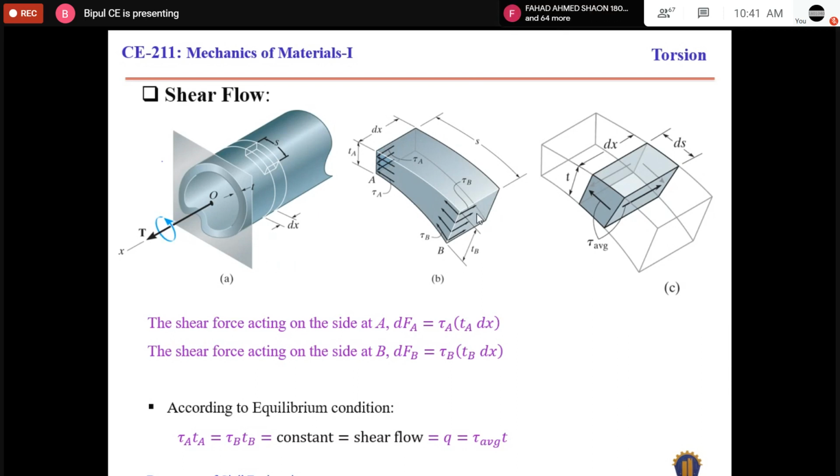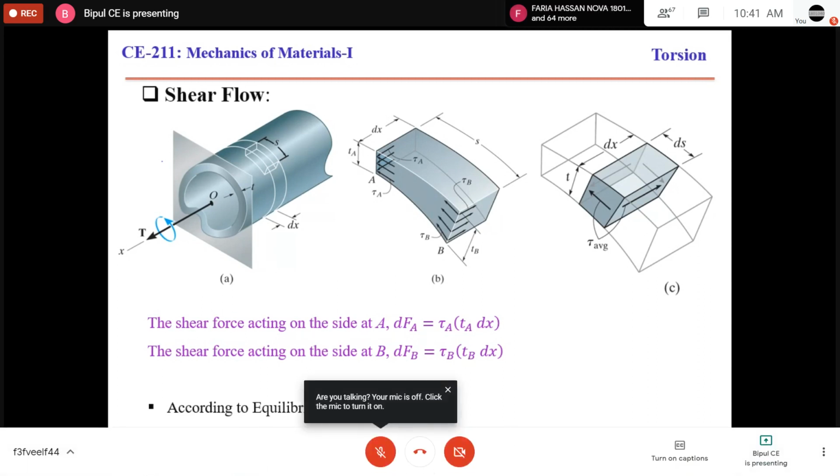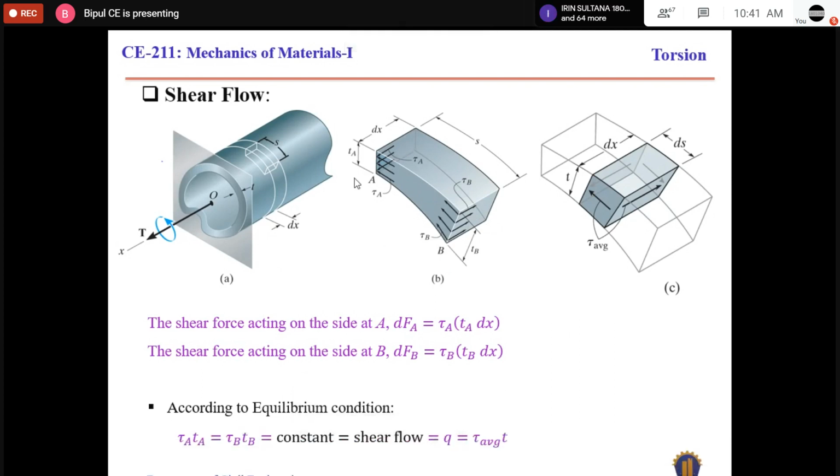Now, according to the equilibrium condition, summation of Fx will be 0 for any kind of force. This shear force is towards right, and this shear force is towards left. If we consider this one positive, that one will be negative. So according to equilibrium, this shear force equals that shear force, and both are numerically equal. So from here you can eliminate dx from both sides.